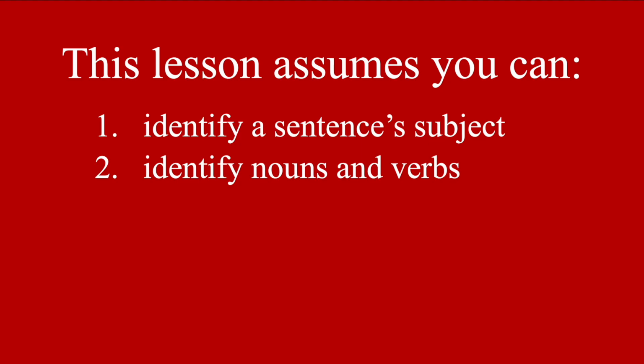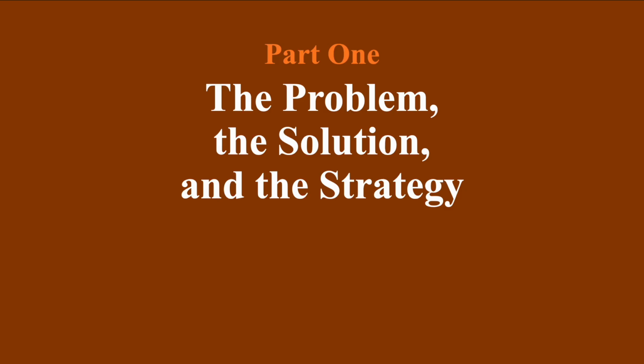But this lesson assumes that you can do the following. Number one, identify the subject of a sentence. If you can't do that, this lesson will be very confusing for you. Number two, identify nouns and verbs. You should know those parts of speech. Most people start learning that in 6th grade. If you can't do that in a sentence, make sure you know how to do these two things before continuing with this video. Now, here's the first part. We're going to look at a problem, a solution, and a strategy, okay?